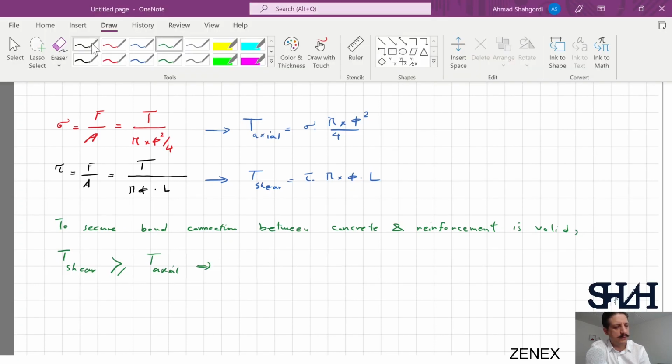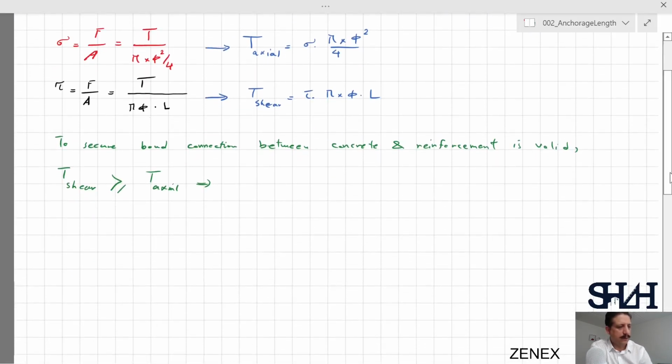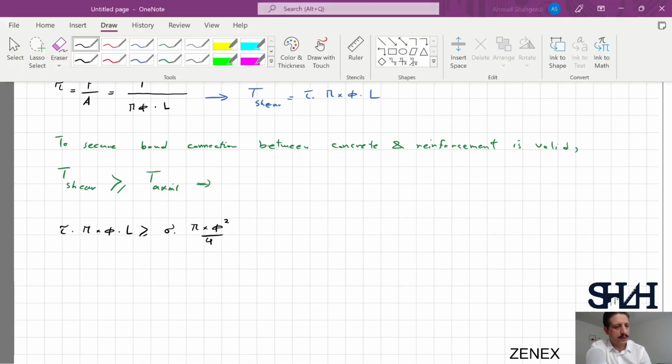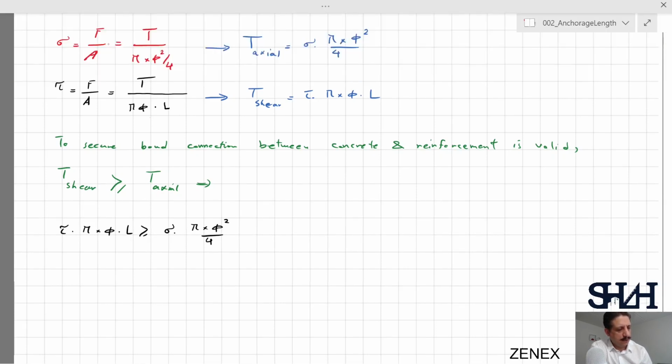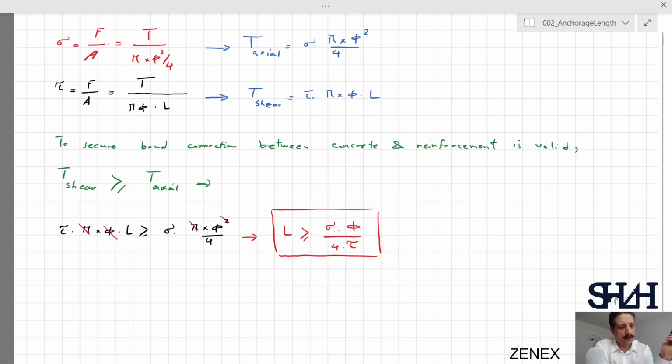tau in shear calculation should always be equal or greater than that from the axial force. If I substitute these two equations, then tau times pi times phi times L should be greater or equal to sigma times pi phi squared divided by 4. And if I simplify pi with pi, one phi with this one, then L needs to be greater than sigma times phi divided by 4 tau. This is the basic required or the basic anchorage length.